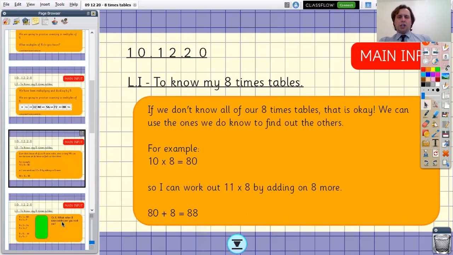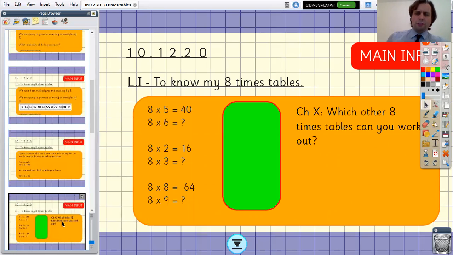Now, there's a bit of a challenge for you here. I wanted to see if you can get your head around this and give it a go. So I've written out some 8 times tables there. We've got 8 times 5 is 40, 8 times 2 is 16, 8 times 8 is 64. And with that, I wanted you to have a little bit of a go to see if you can then figure out what the next question would be.